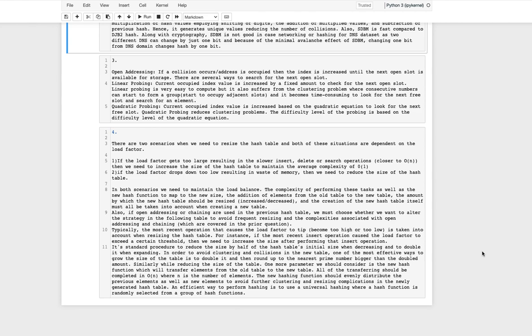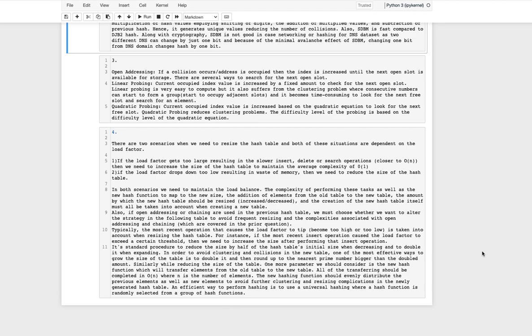In order to avoid clustering and collisions in the new table, one of the most effective ways to grow the size of the table is to double it and then round up to the nearest prime number bigger than the doubled amount. Similarly, while reducing the size of the table, one more parameter we should consider is the new hash function, which will transfer elements from the old table to the new table.